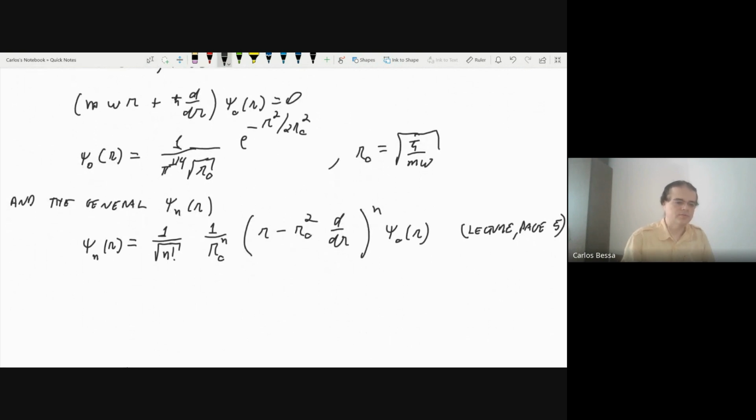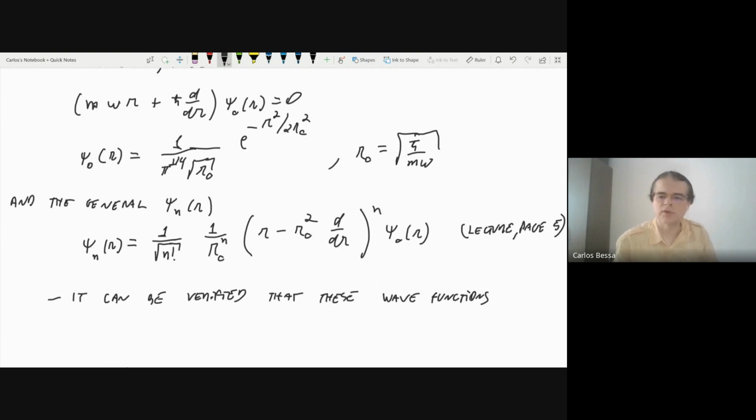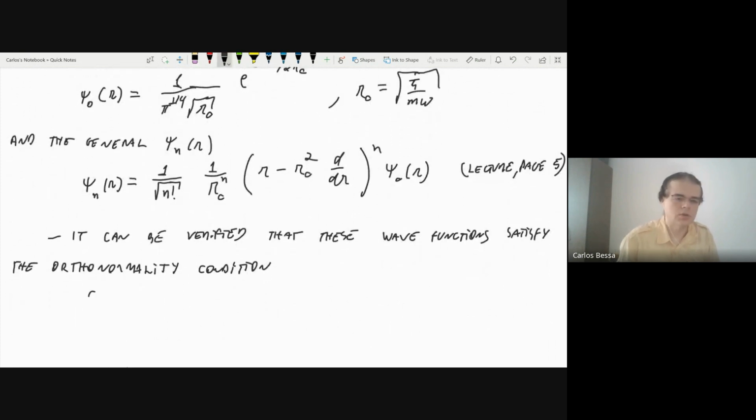Okay, and I'll leave this part here as a homework. It's easy. It can be verified that these wave functions satisfy the orthonormality condition, which is this: the integral of psi n of R psi m of R is delta n m. Okay, but this I'll leave as a homework.